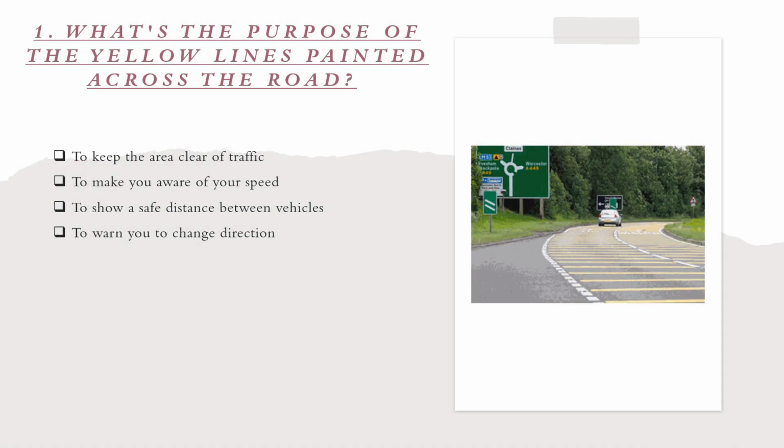1. What's the purpose of the yellow lines painted across the road? To keep the area clear of traffic, to make you aware of your speed, to show a safe distance between vehicles, to warn you to change direction. Correct answer, to make you aware of your speed.